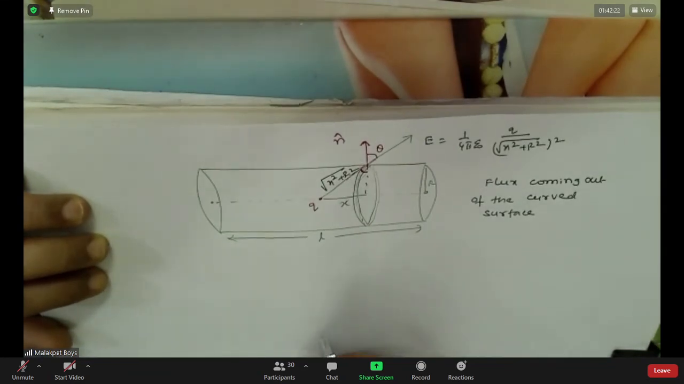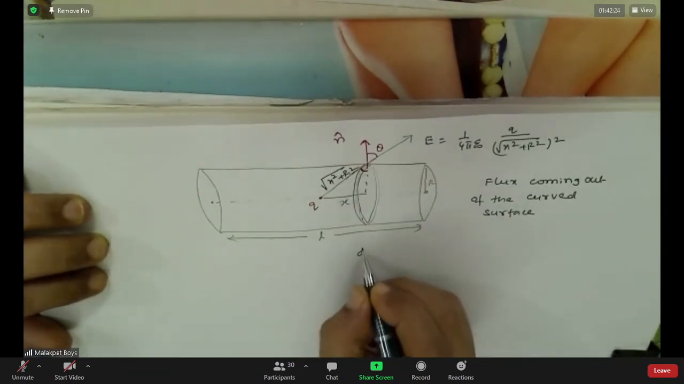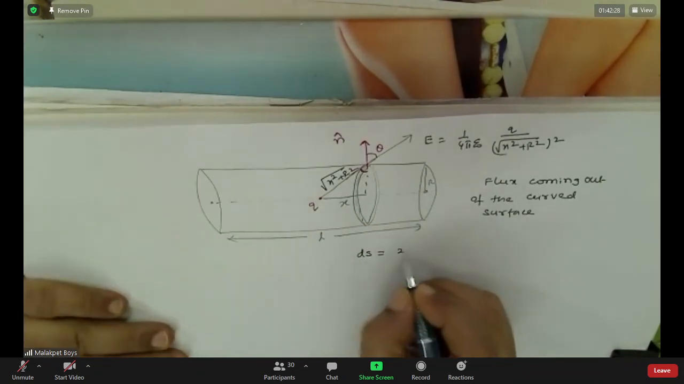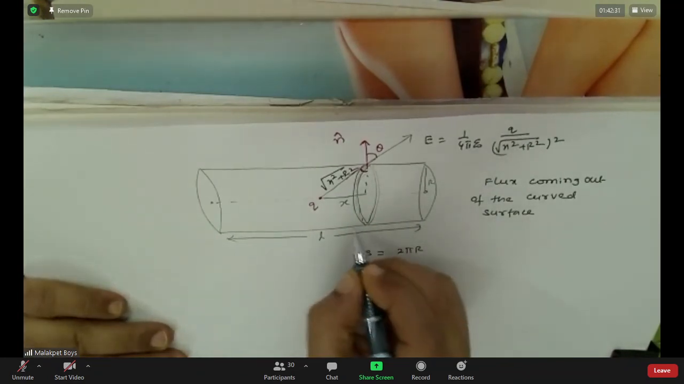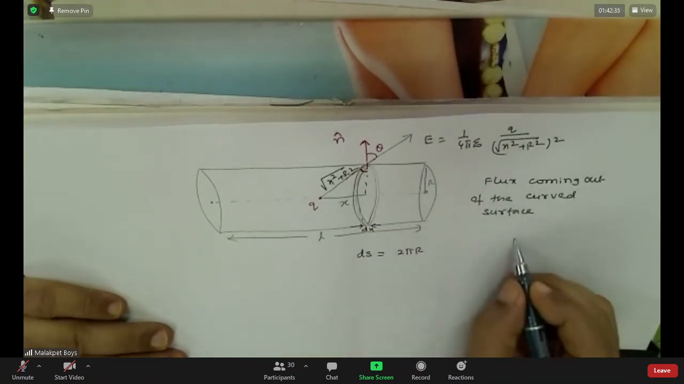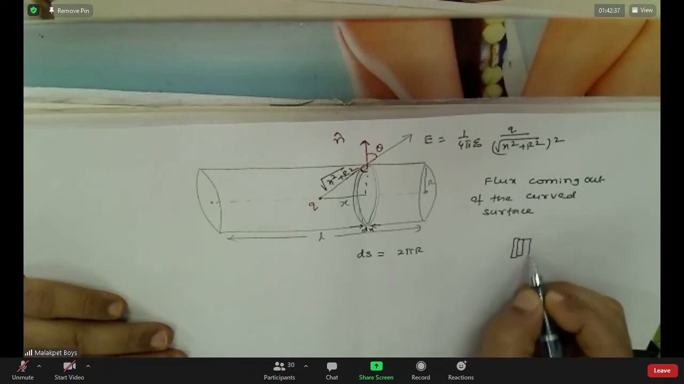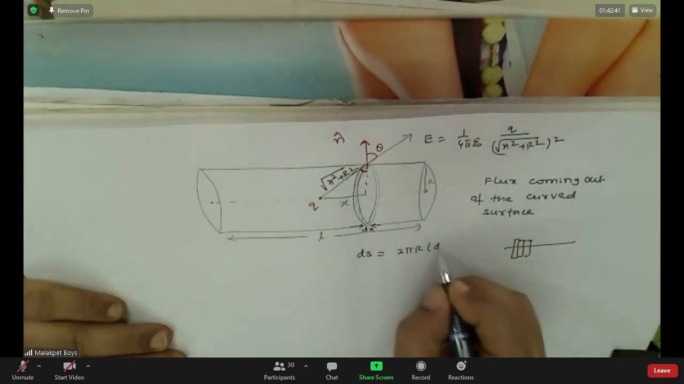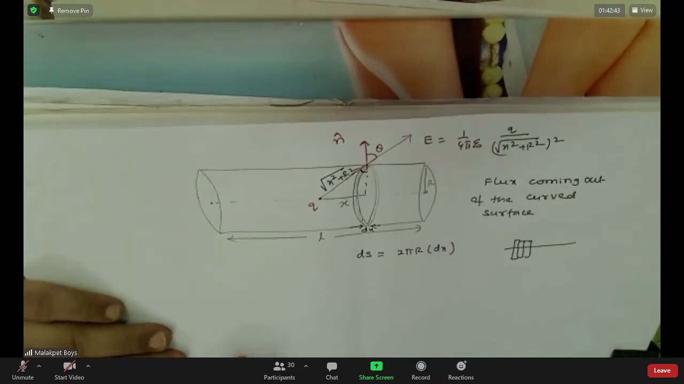Then, what is the area of that? Choose an area. It is nothing but 2 pi r. This thickness is dx, no? Like that we have dx, dx, dx together. Thickness is dx or not? Understood this? Is it clear?